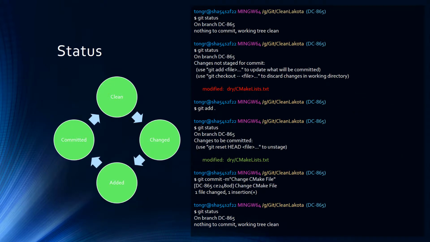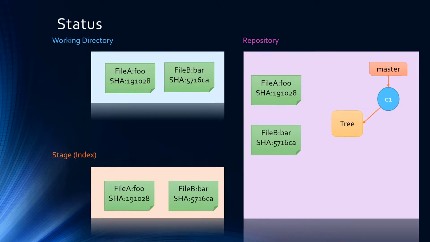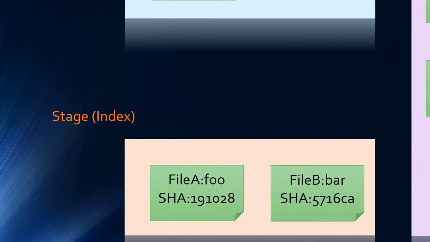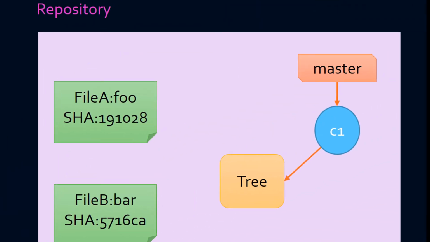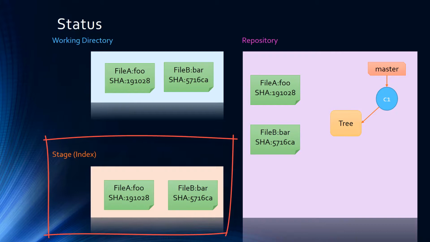Now let's go into more detail about the stages. We would like to see what happens when we change, add and commit history. Why does the command line return us different statuses? There are three areas that affect the status: the working directory, the stage, and the repository. We already know the working directory and the repository well. The stage, as we mentioned before, is a middleman.